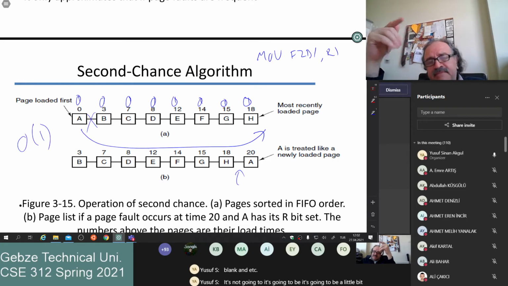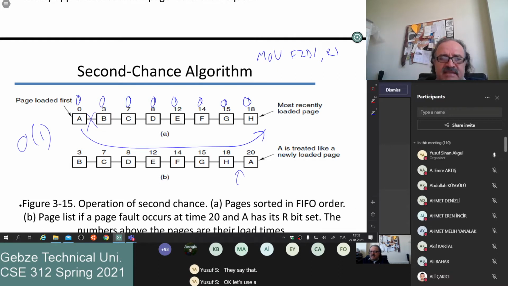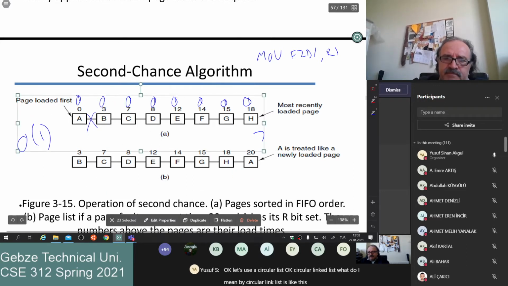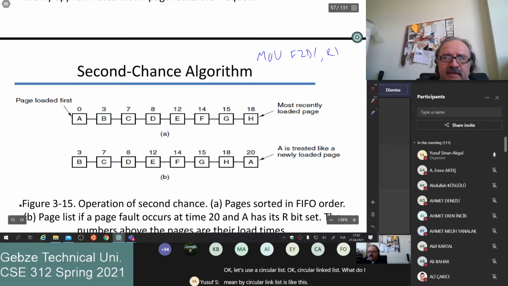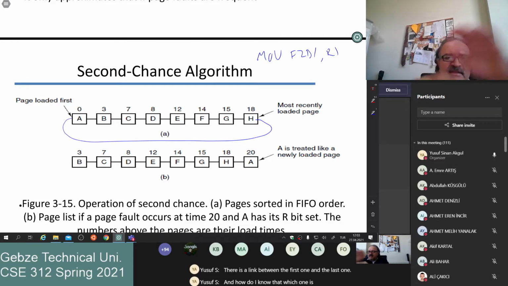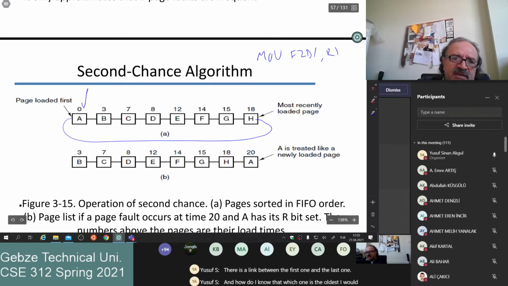So they say that, okay, let's use a circular list. Okay, circular linked list. What do I mean by circular linked list? It's like this. There is a link between the first one and the last one. And how do I know which one is the oldest? I would keep a pointer. This is the oldest.